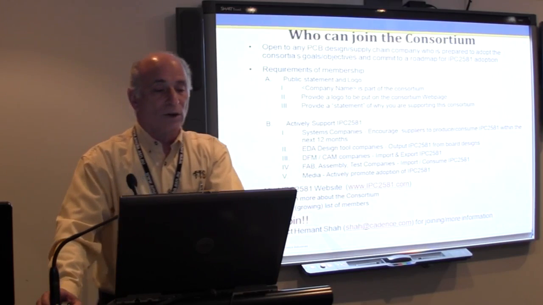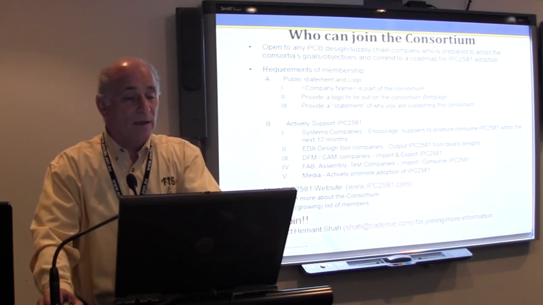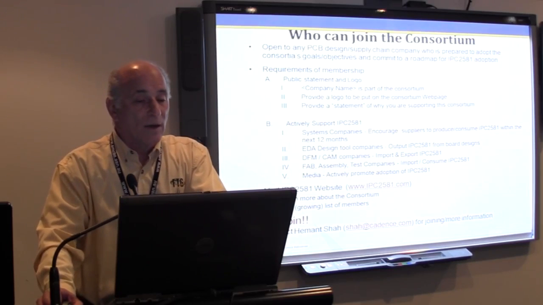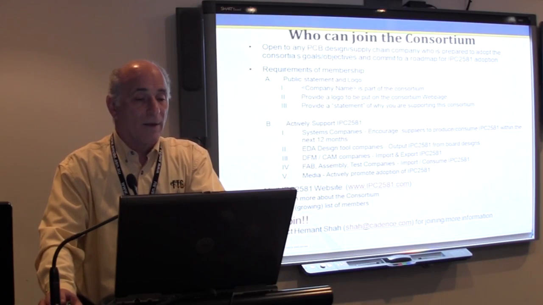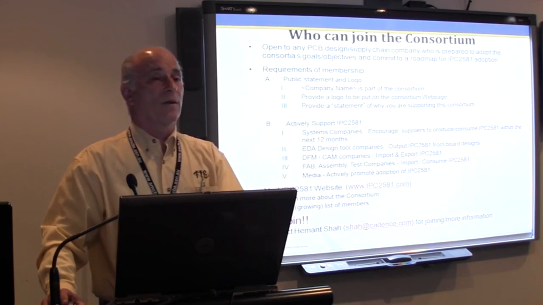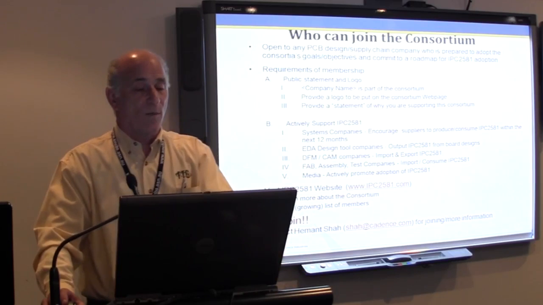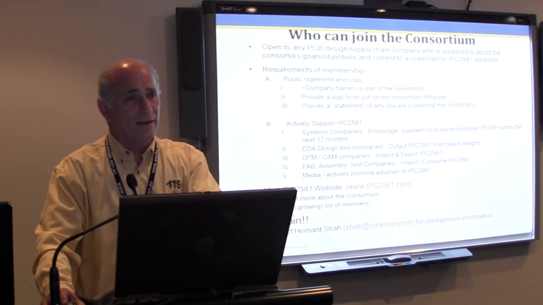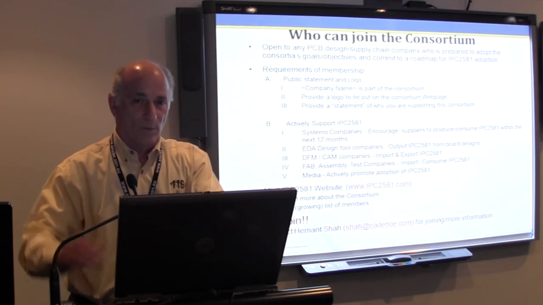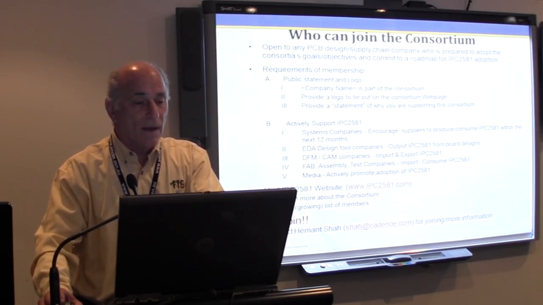All right. Who can join the consortium? It's open to any PC design supply chain company who's prepared to adopt the consortium's goals and objectives, and committed to the roadmap. That's just a slide talking about the goals coming up. It doesn't cost you anything. All you have to do is make a public statement that says, listen, we support 2581 and we're going to try to help promote it any way that we can, either asking our suppliers to accept it or placing it out, whatever the case may be. And you get your logo thrown on there, that type of thing.